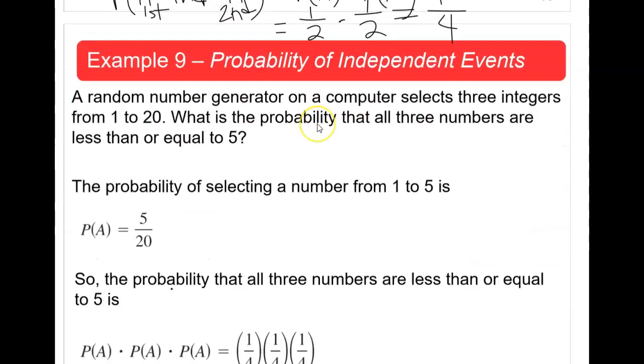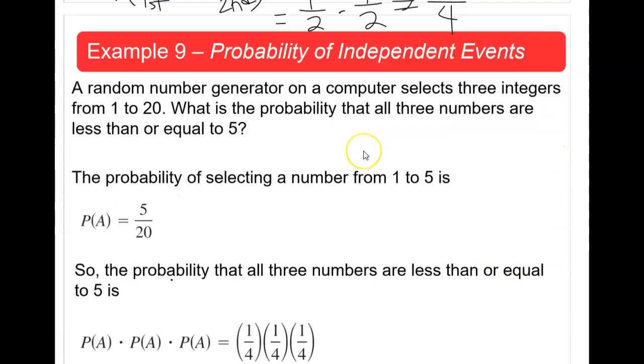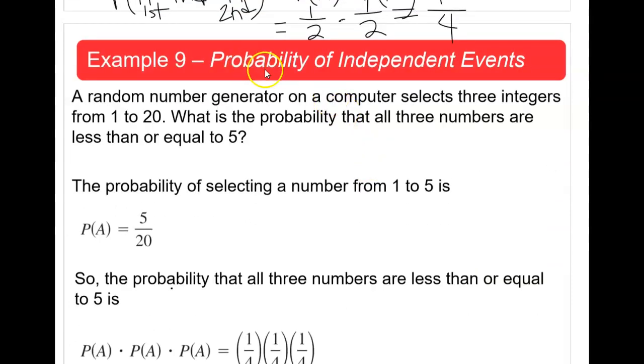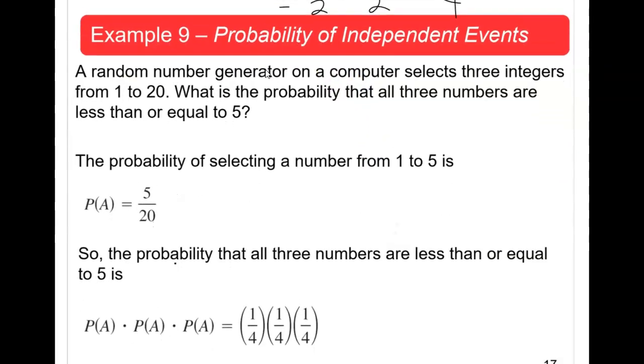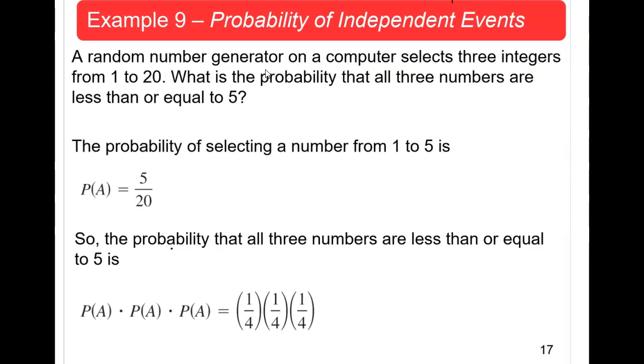So we have some questions here with example 9, and this is the probability of independent events. A random number generator on a computer selects 3 integers from 1 to 20. What is the probability that all three numbers are less than or equal to 5? So all three numbers.